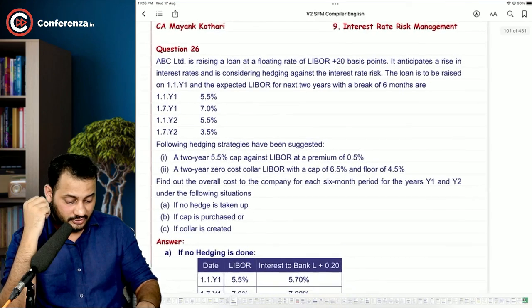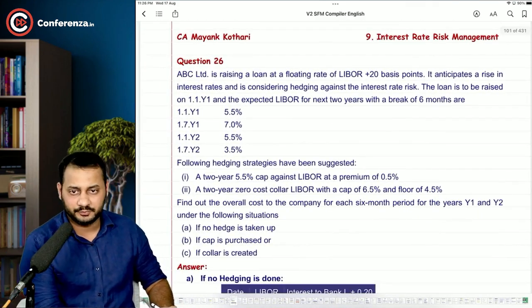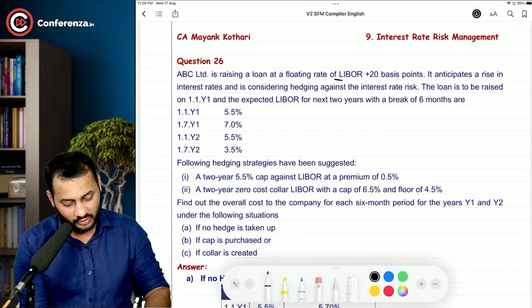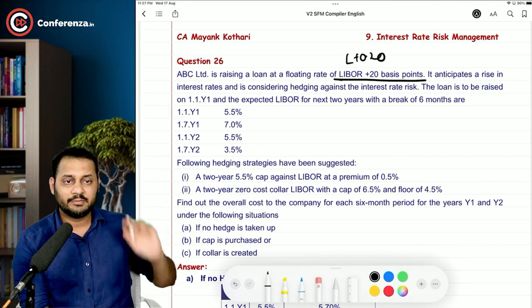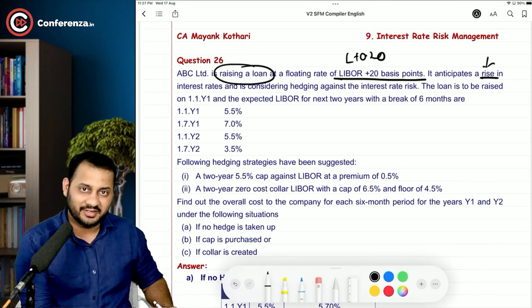The last question on the cap and floor option, and this is a very interesting part. Easy one also. Have a look. ABC Limited is raising a loan at a floating rate of LIBOR plus 20 basis points, L plus 0.20. It anticipates a rise because it is raising a loan. The risk is the rise in the interest rates.